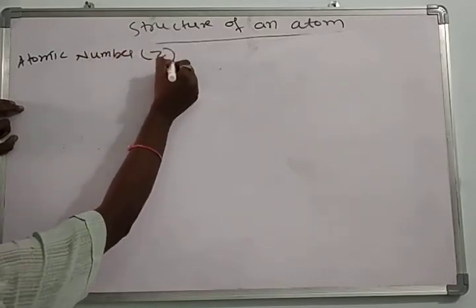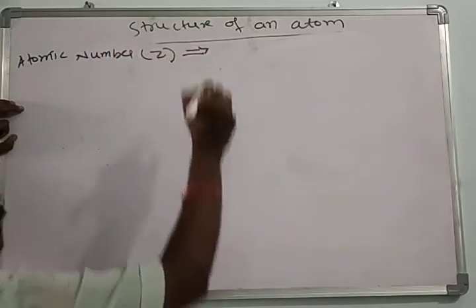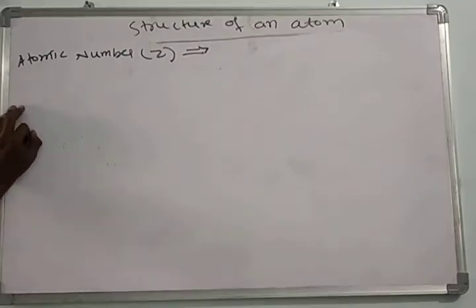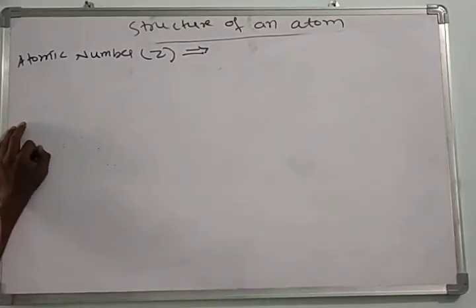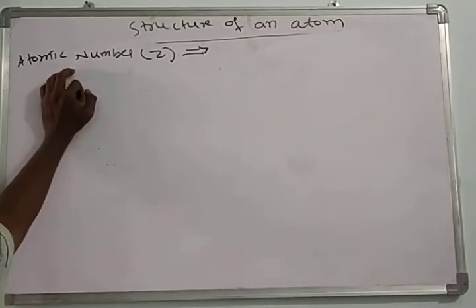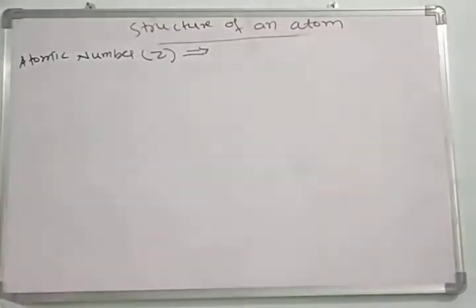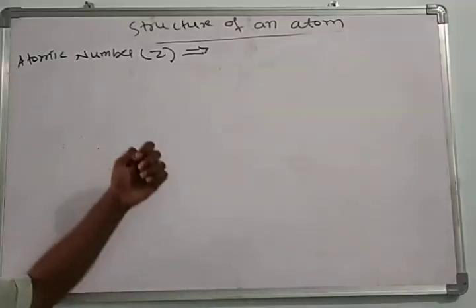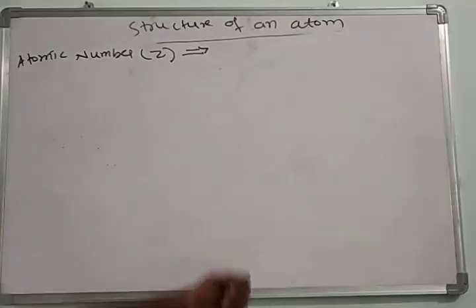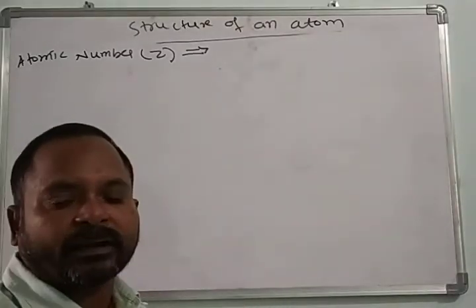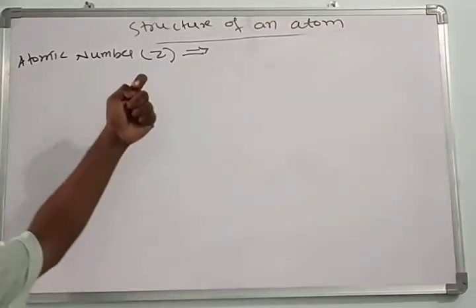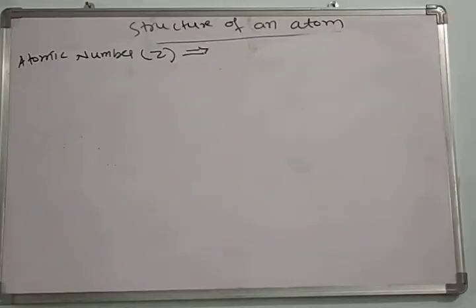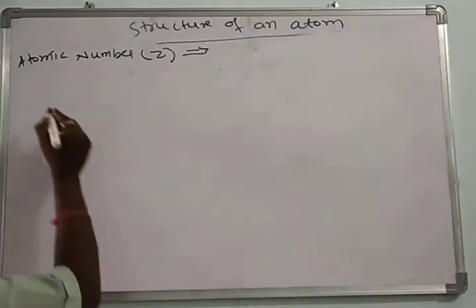Atomic number is indicated with Z. The number of positive particles present in an atom we call the atomic number, or the number of protons present in an atom we call the atomic number. The number of protons, or the number of positive charges present in an atom, we call the atomic number.